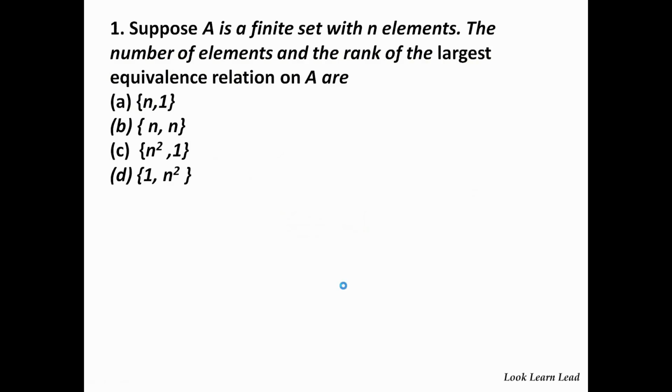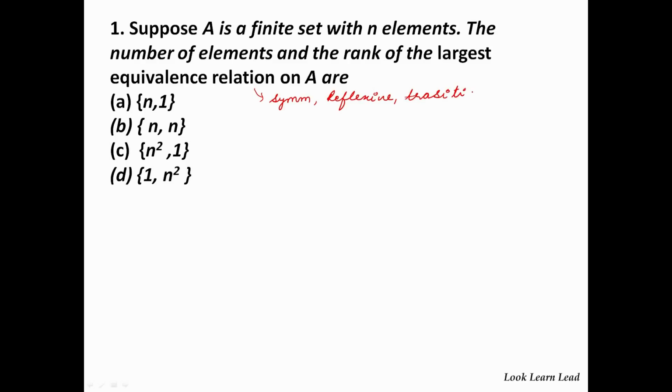Let's move on to the first question. Suppose A is a finite set with n elements, the number of elements and rank of the largest equivalence relation on A are. Okay, we are talking about equivalence relation here. So what is the equivalence relation? An equivalence relation is a relation which is symmetric, reflexive and transitive.